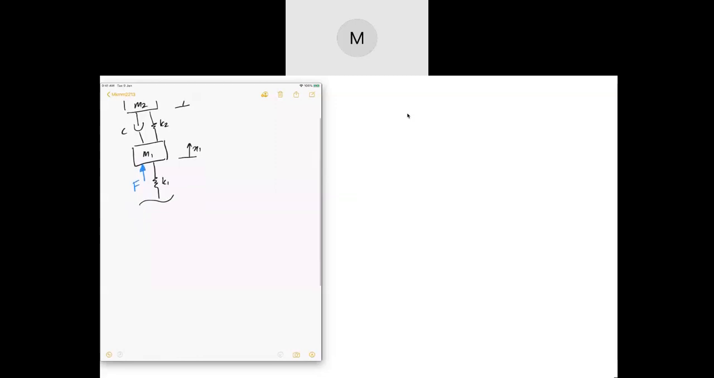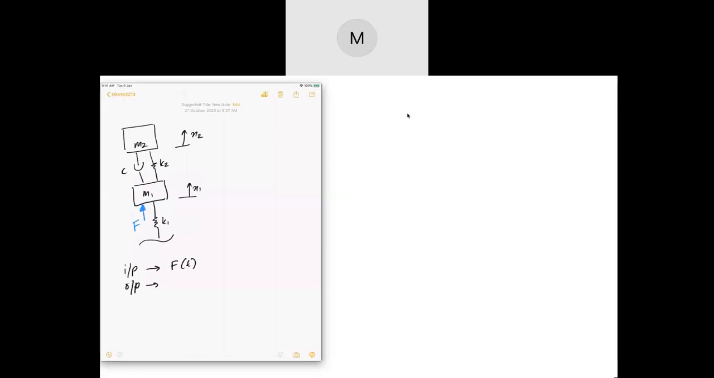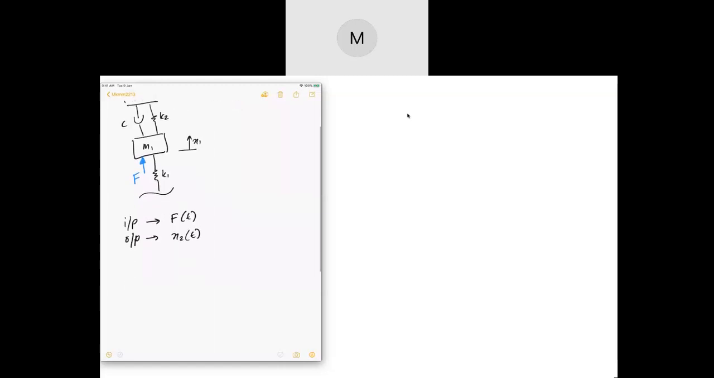In this case, the input of the suspension system is force, Ft, and then the output of my suspension system is what I want to control. In this case, I want to control X2, right? Why? Because I don't want the body of my car to move up and down. Of course, the wheel will keep moving up and down because of the road disturbance.